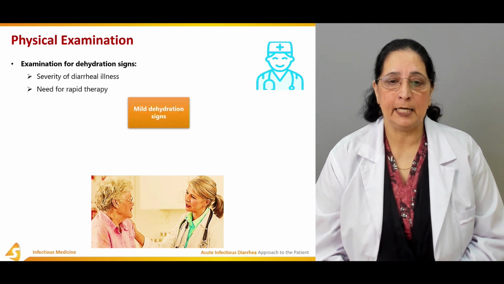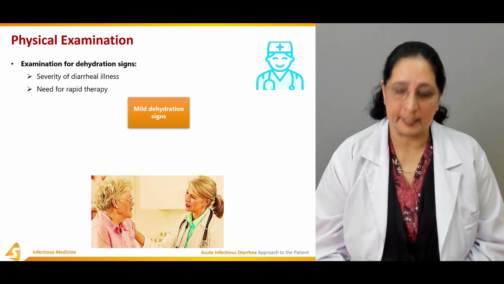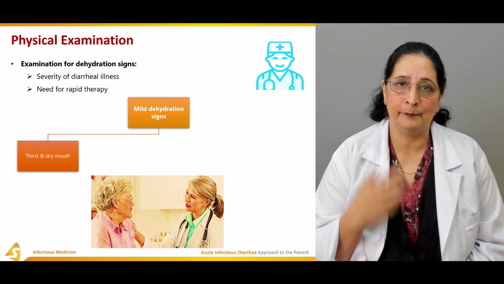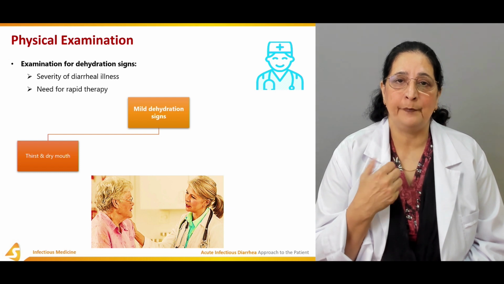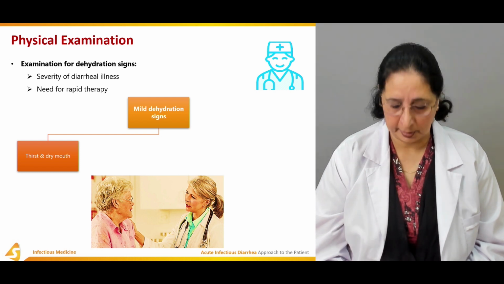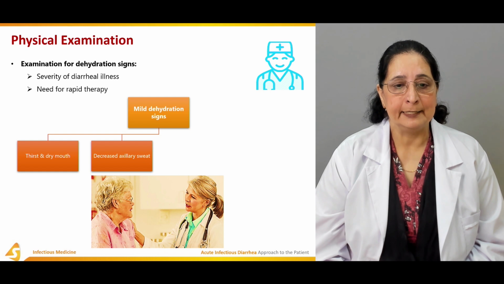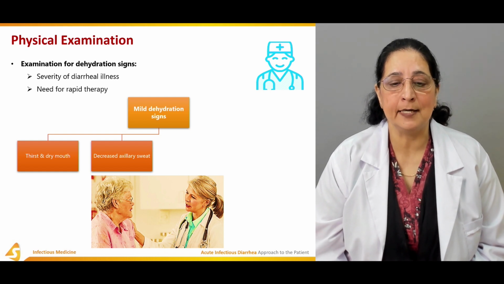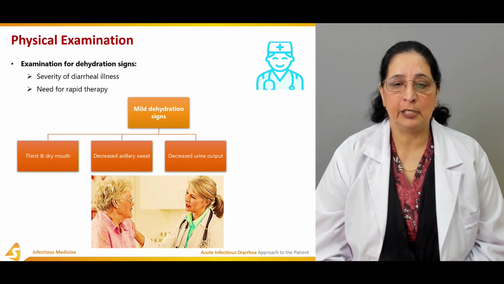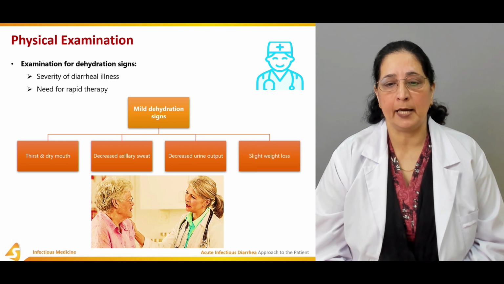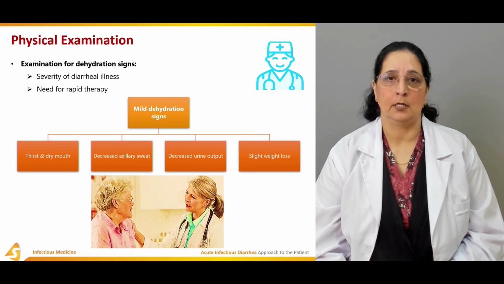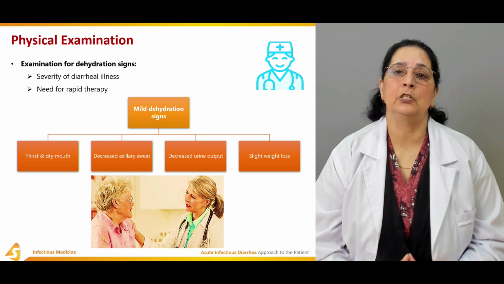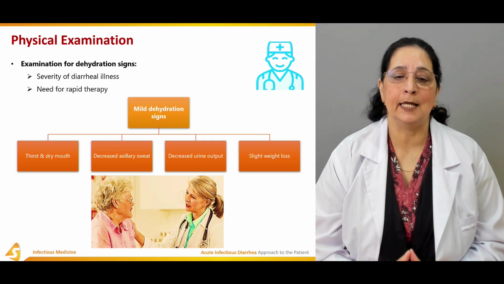Mild dehydration signs which are present: the mouth is dry and the patient feels thirsty. So thirst and dry mouth, decreased axillary sweat, decreased urine output, and slight weight loss. All these are the features of mild dehydration.